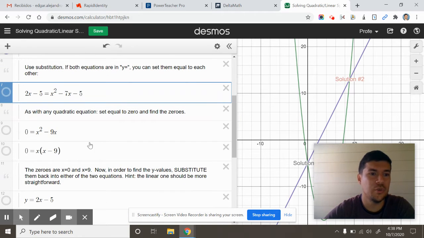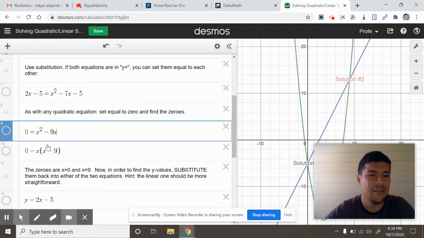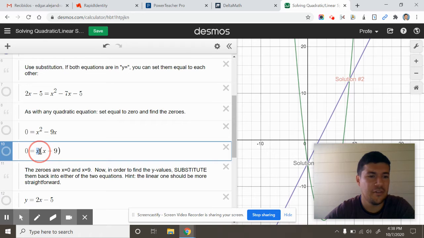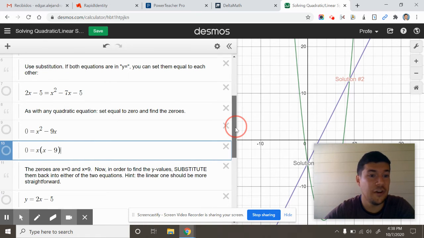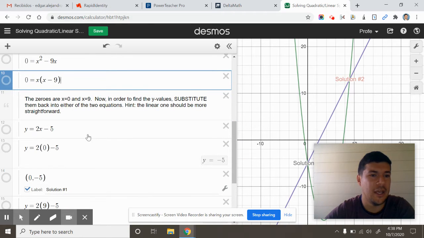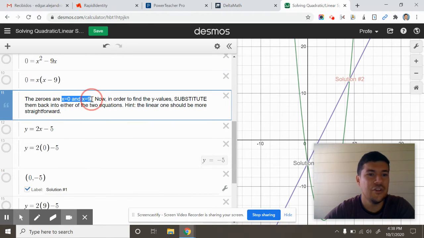With this quadratic equation, we're simply going to set it equal to 0, and we get 0 equals x squared minus 9x. That's a quick factor by GCF. You get 0 equals x times x minus 9, and you can quickly find your zeros at that point. So the zeros are going to be x equals 0 and x equals 9. You are halfway there, algebraically speaking.